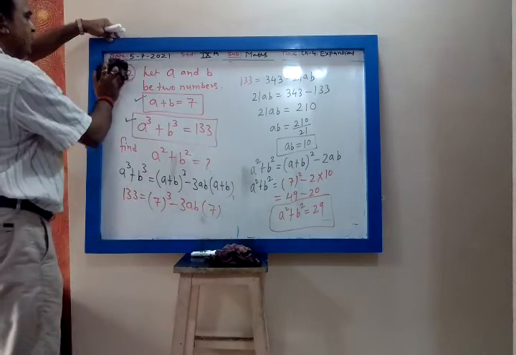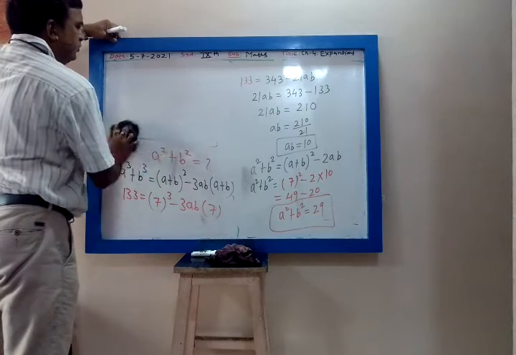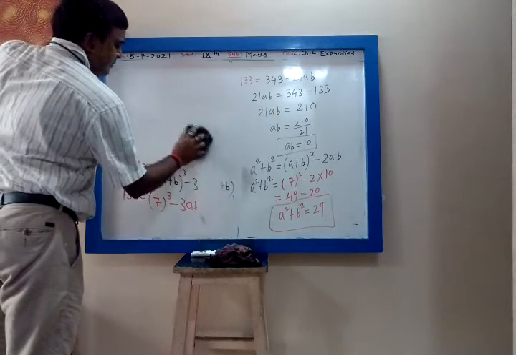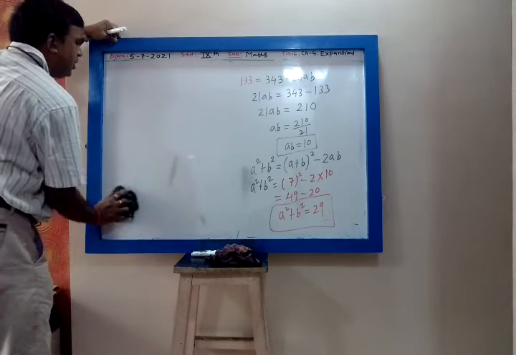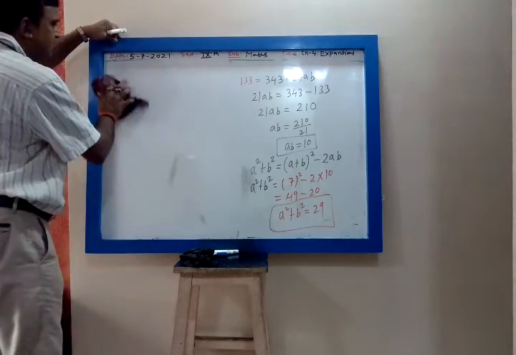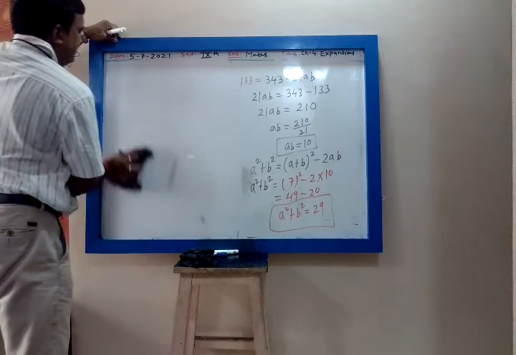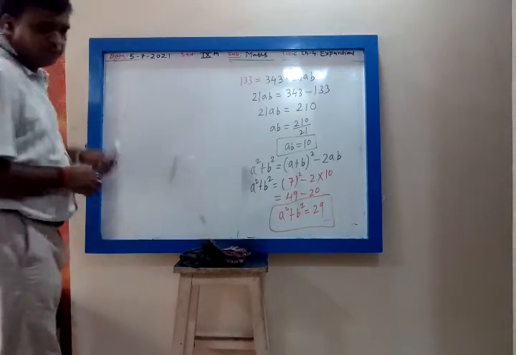In each of the following you are given the sum of the two numbers, 7, sum of the cube. Sum of the cube means a cube plus b cube. If it is the cube of the sum, then it is a plus b whole cube. This you remember. Sum of the cube means a cube plus b cube. Cube of the sum means a plus b whole cube.